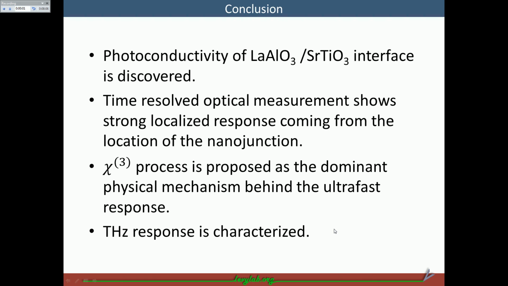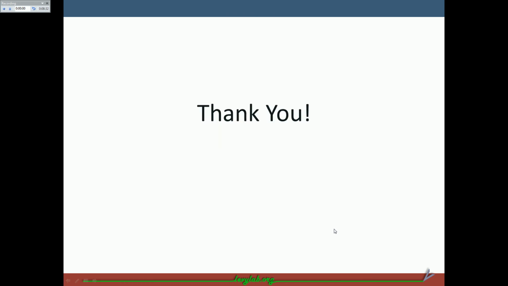As a summary, the photoconductivity of the LAO/STO interface is discovered, and the optical measurement shows a strong localized response coming from the location of the fine junction. And the cascade effect is proposed as the dominant physical mechanism behind its ultrafast response, and also the Hermes response is characteristic.